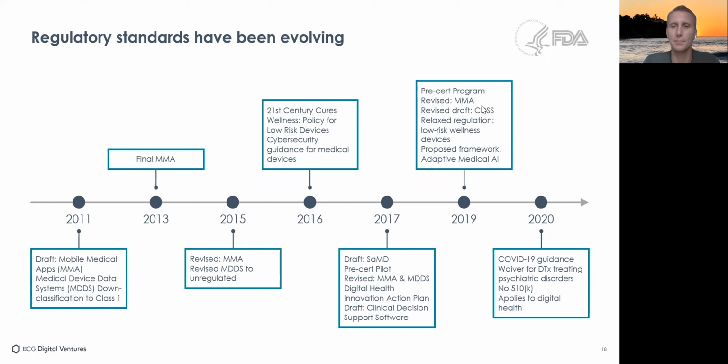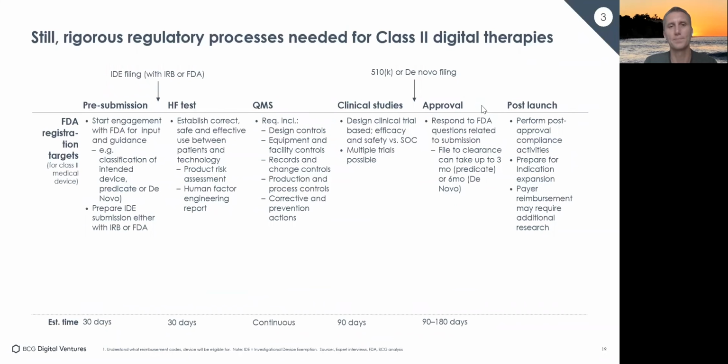And just recently, on April 14th, they released additional guidance during this period of COVID-19, a waiver for digital therapeutics treating psychiatric disorders. This means that they require no 510K, which is the medical device submission that most digital therapeutics fall under, no 510K to go to market. For those companies that were ready, they were able to move on it quite quickly. And I'll be very curious to see how this evolves over time.